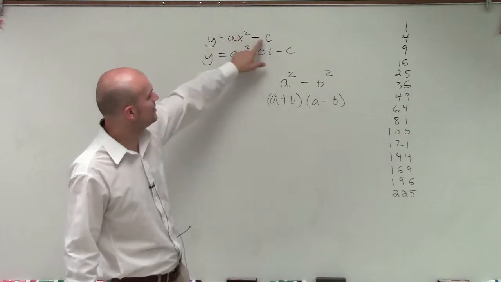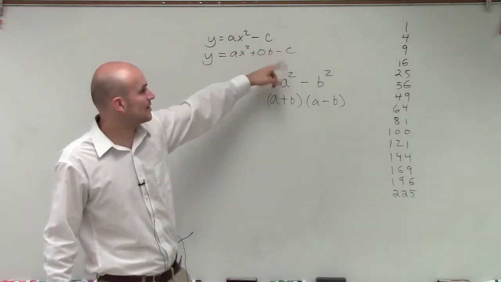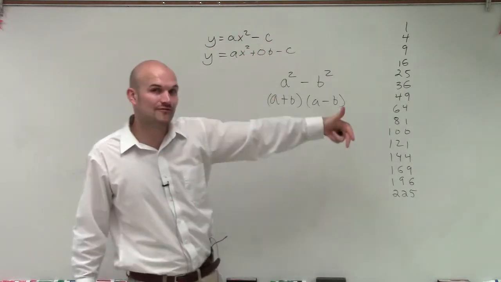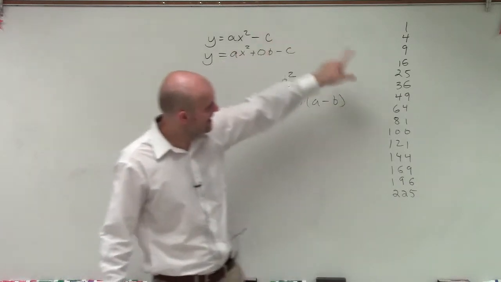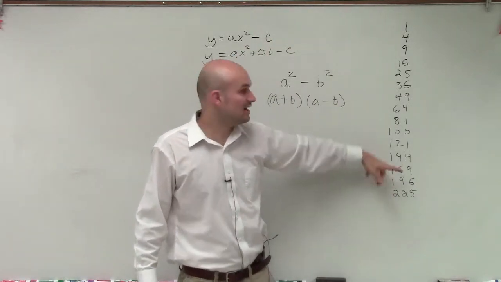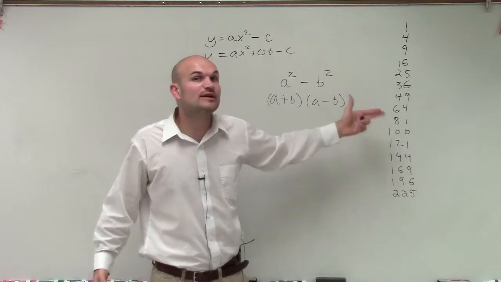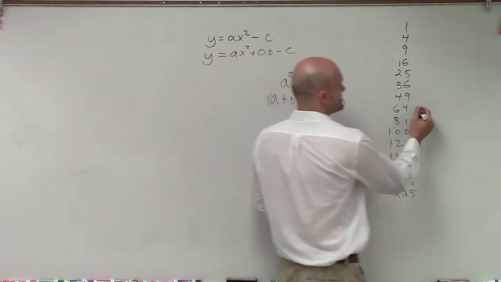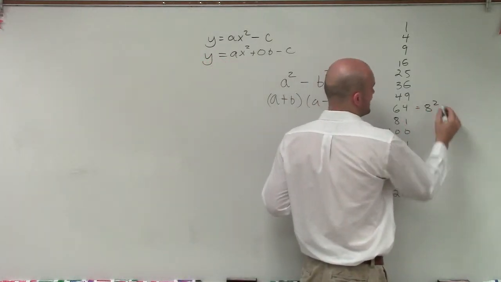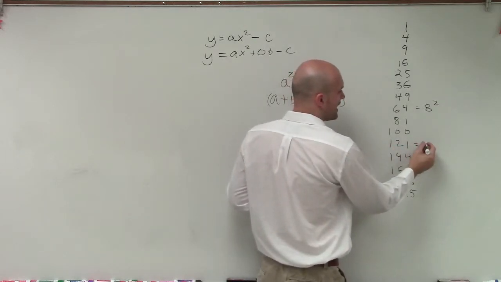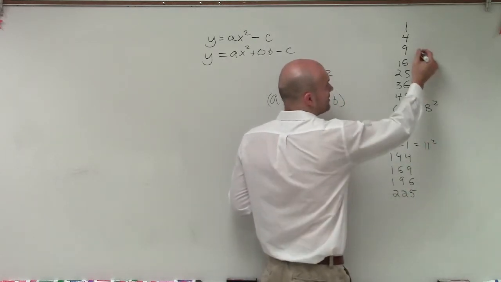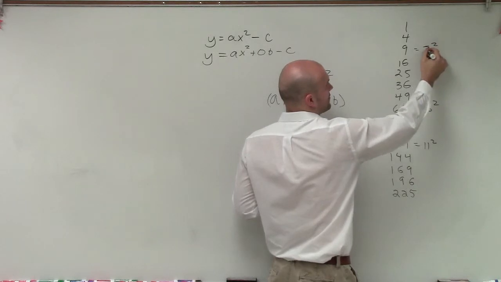Now, you might say, well, this is a squared and b squared. We have the x squared, but why is this c, not squared? Well, remember, for this to be a difference of two squares, this c has to be a squared number. And remember, all these squared numbers we can rewrite as a squared number, right? 64 I can rewrite as 8 squared. 121 I can rewrite as 11 squared. 9 I can rewrite as 3 squared.